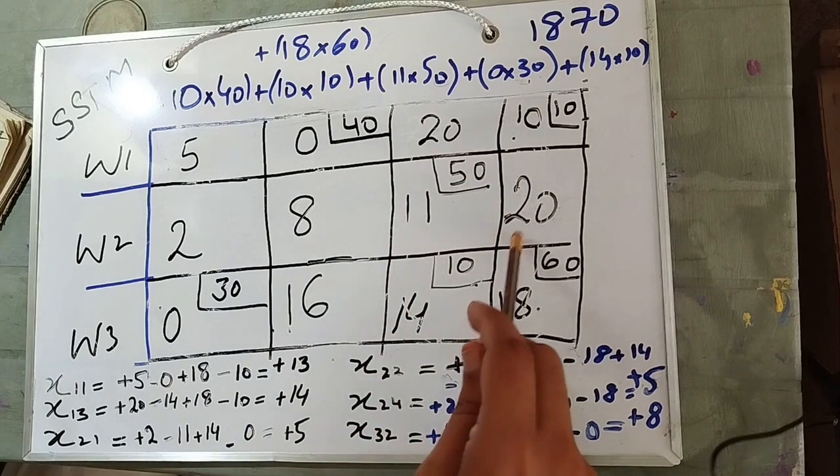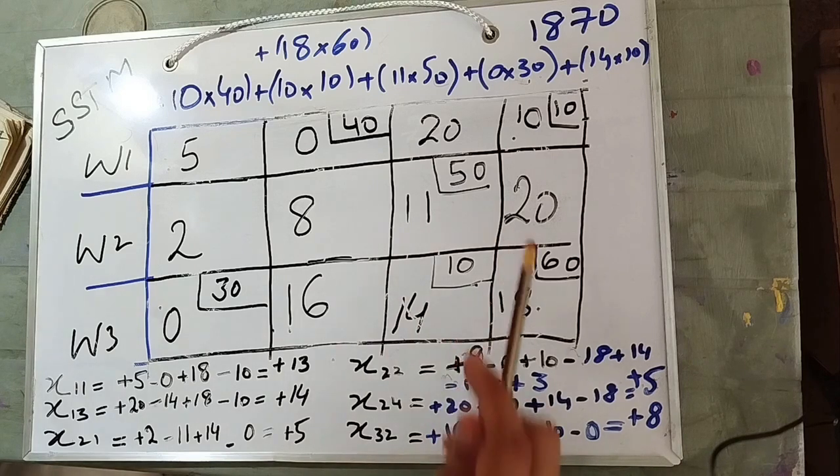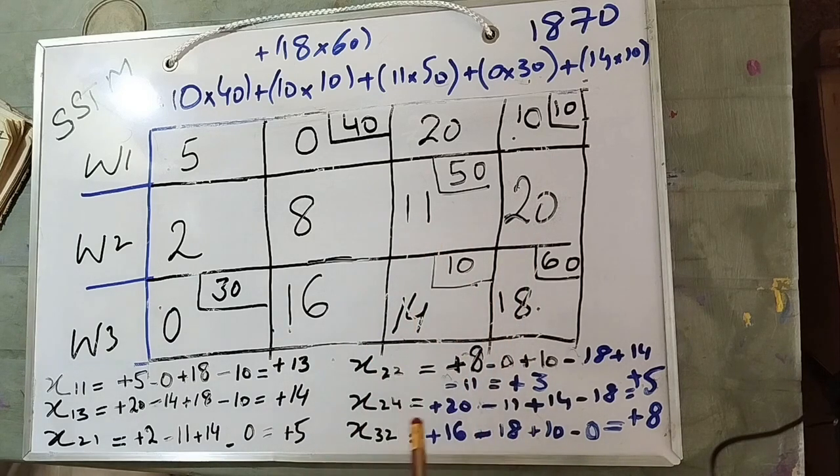So if we take the plus 20 over here and plus 18, plus 14, plus 11, that would be the good one. Plus 20 minus 11 plus 14 minus 18. So this is the best loop. So the answer would be plus 5. Plus 20 minus 11 plus 9 plus 14 plus 23 minus 18, plus 5. Whenever we get the plus, it means there is no need for further optimality.